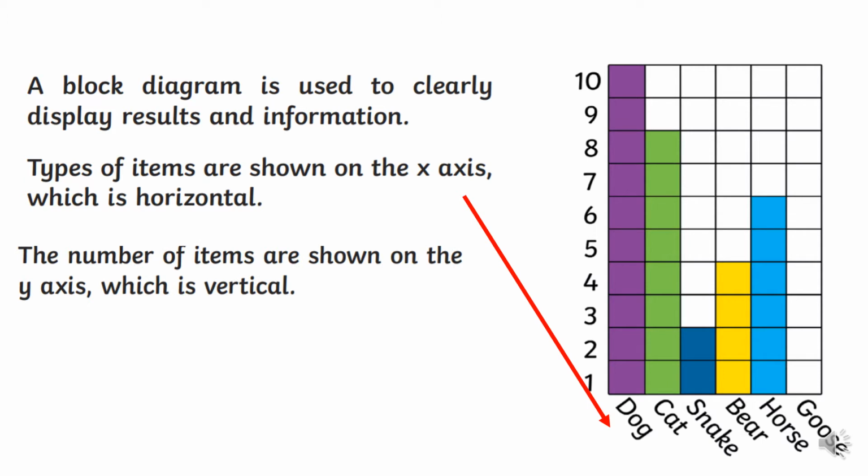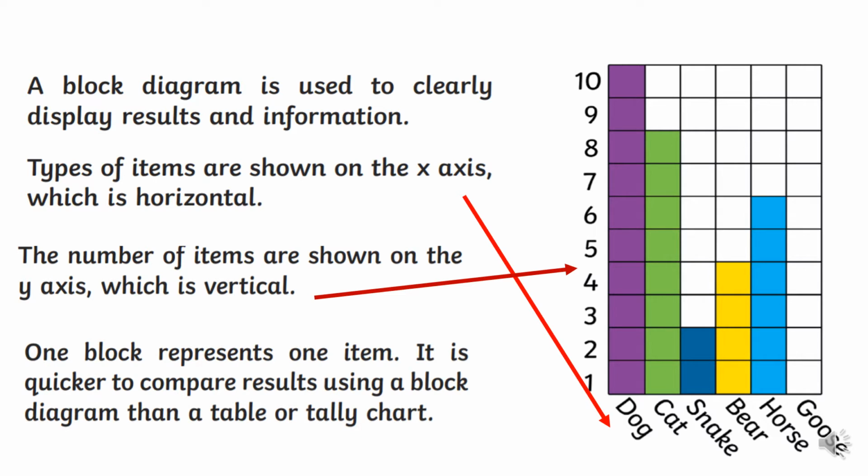A block diagram will also show us the number of items on the y-axis. This goes vertically, which means this direction going up. And on a block diagram, we draw blocks. So we draw squares, and each block represents one. And block diagrams are then used to compare results quickly. They're a lot quicker than using tally charts.